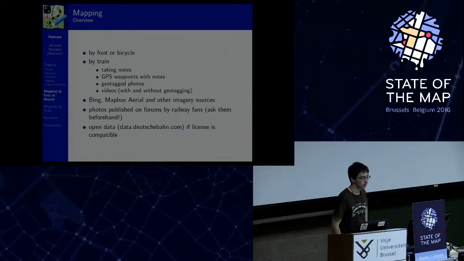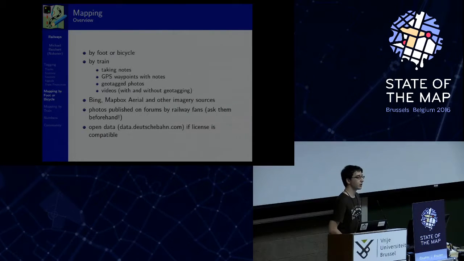Now I come to the second part of my talk, the mapping of railway infrastructure. You can do this either by foot or by bicycle. Just use the roads along railway lines. Sometimes there are no roads, then you have bad luck. Or you can map on trains. There's plenty of ways to do this.